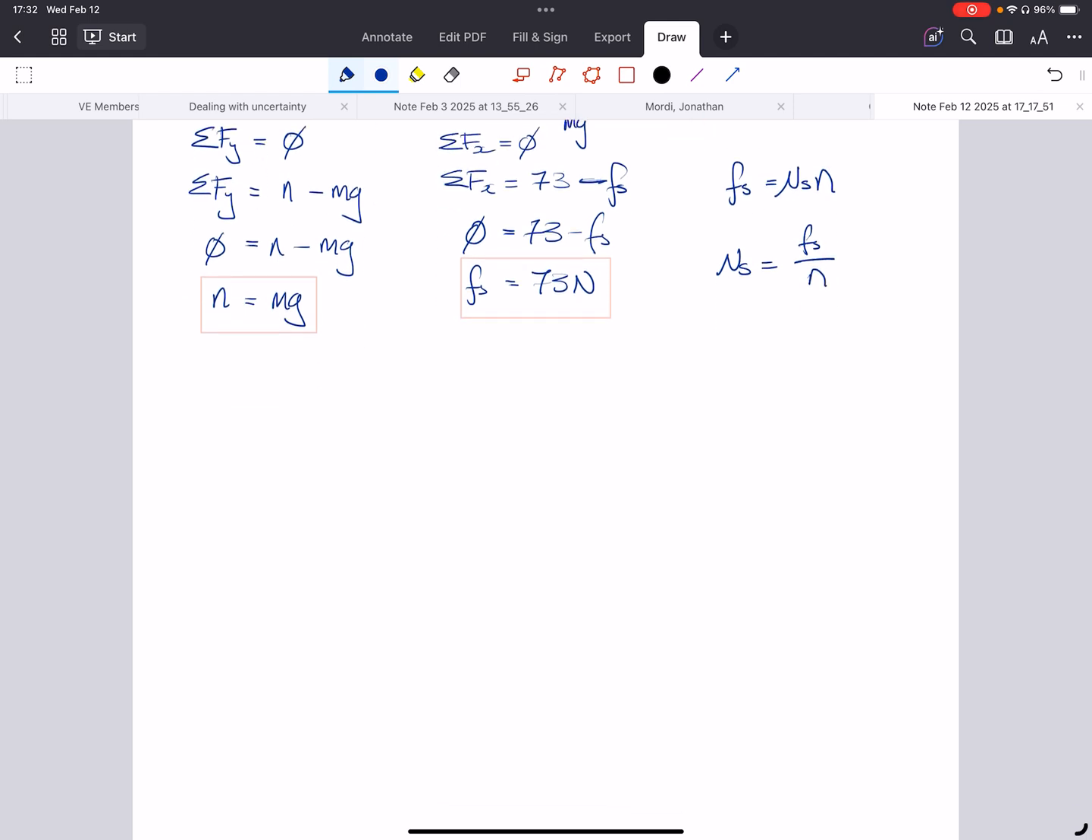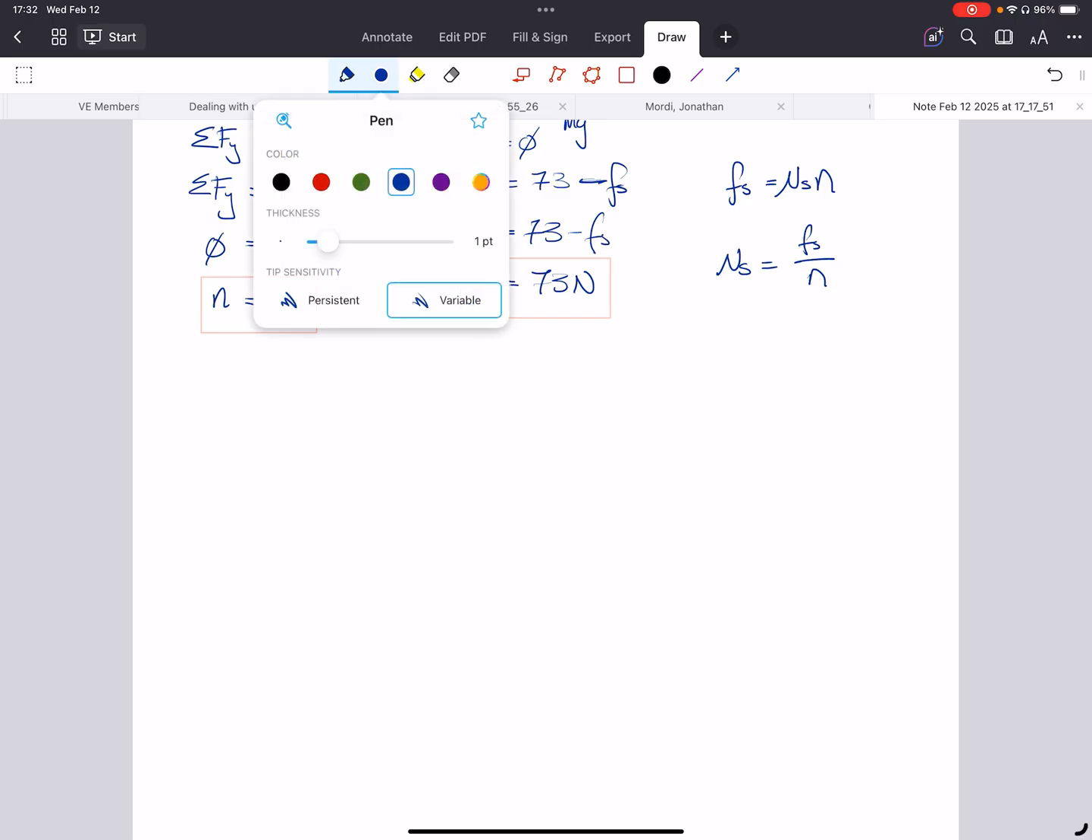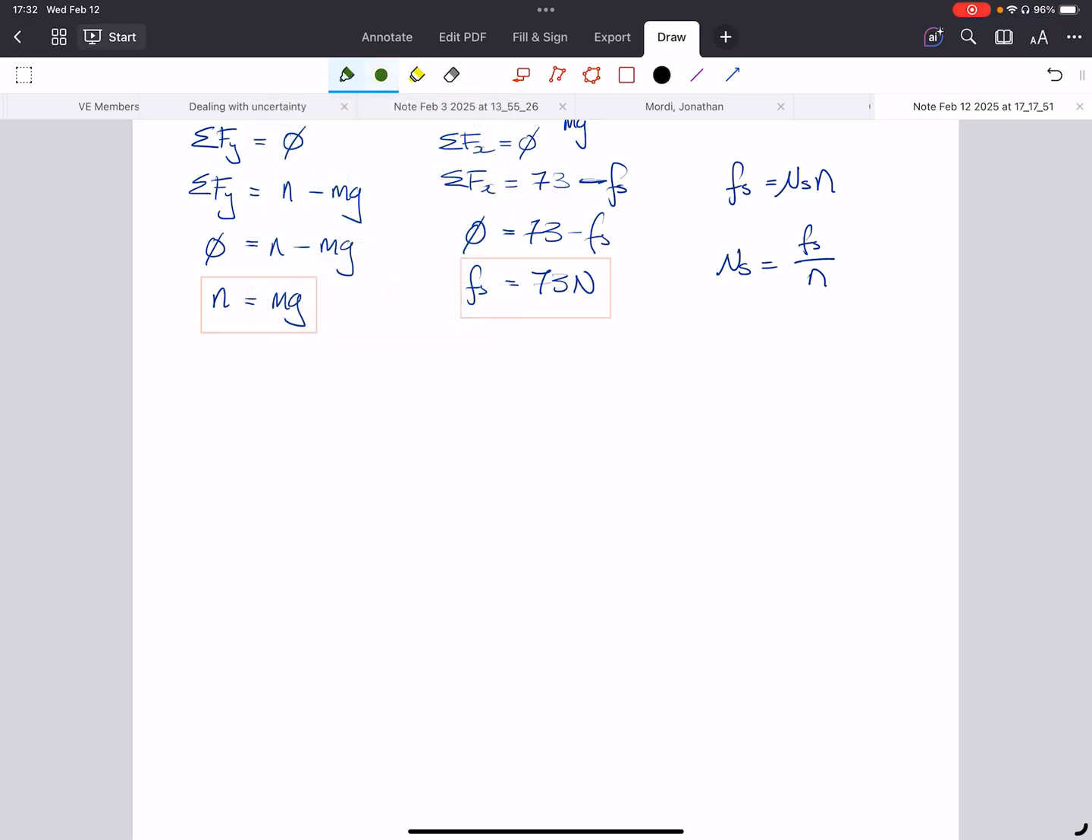Then it's just a question of, do we know all of the bits that we need in order to calculate that coefficient, that mu_s? And we don't know the static friction force as given in the problem, nor do we know the normal force. However, the work that we did just a few moments ago told us that the static friction force is equal to 73 and that the normal force is equal to m times g.